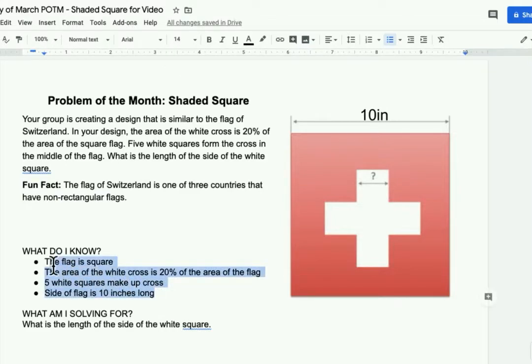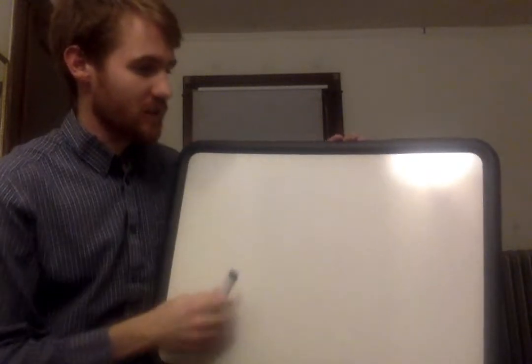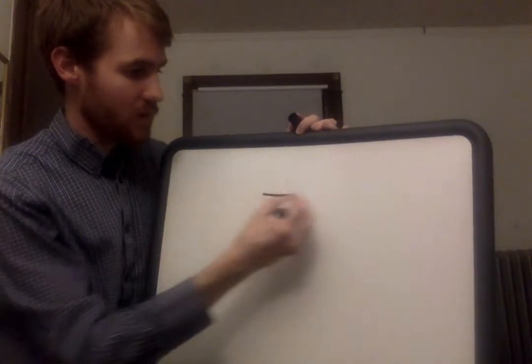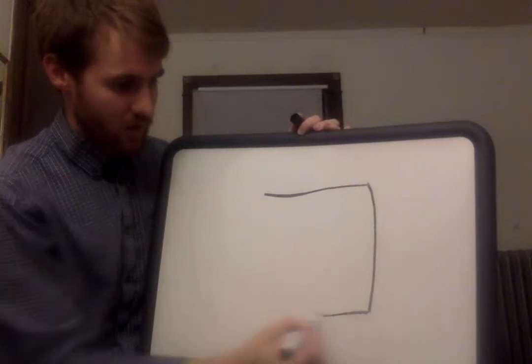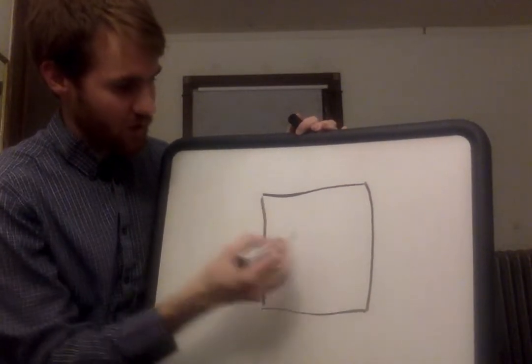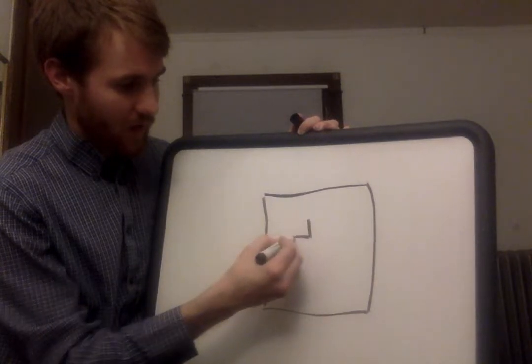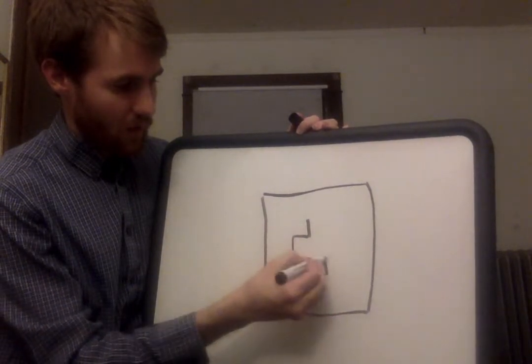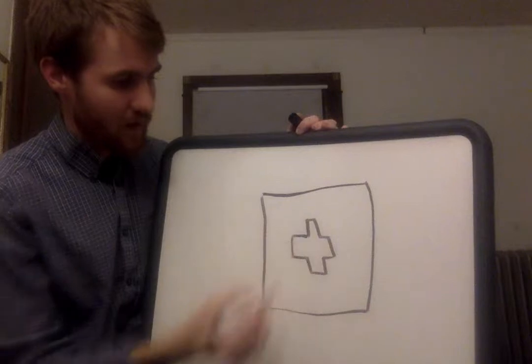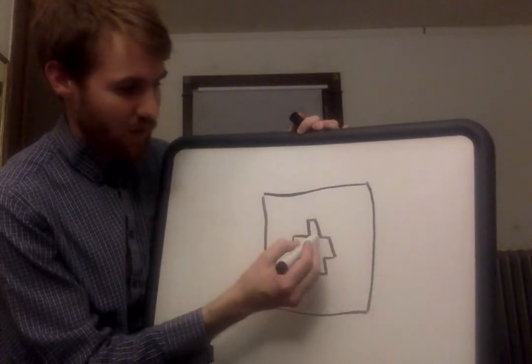With all of this information, we are going to try to find the length of the side of the white square. This is where, if you're not doing so already, I'd suggest getting out a piece of paper, something to write on, so you can write down and draw out your thoughts. The first thing I would do is draw a picture of this flag and label it with the information we have. We've got a square flag, not a great square, but it doesn't matter. We've got a white cross in the center of it.